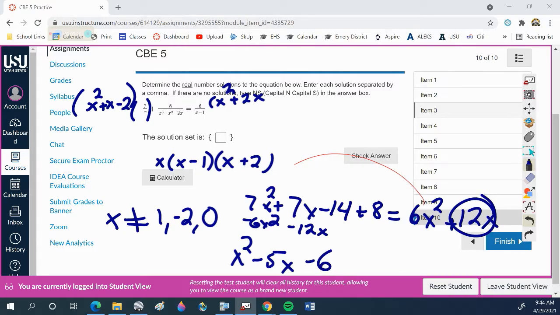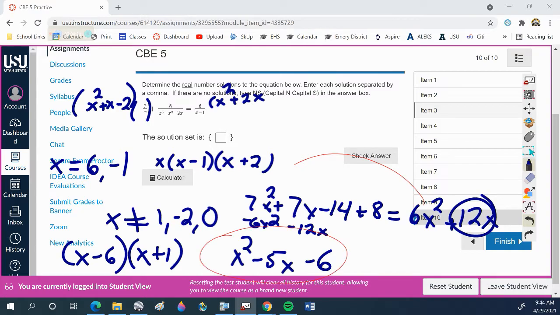That factors: x minus 6 and x plus 1. So my roots are 6 and negative 1. Are either of those not allowed? No. So what if this doesn't factor? What do you do? You would do the quadratic formula, or you could complete the square.